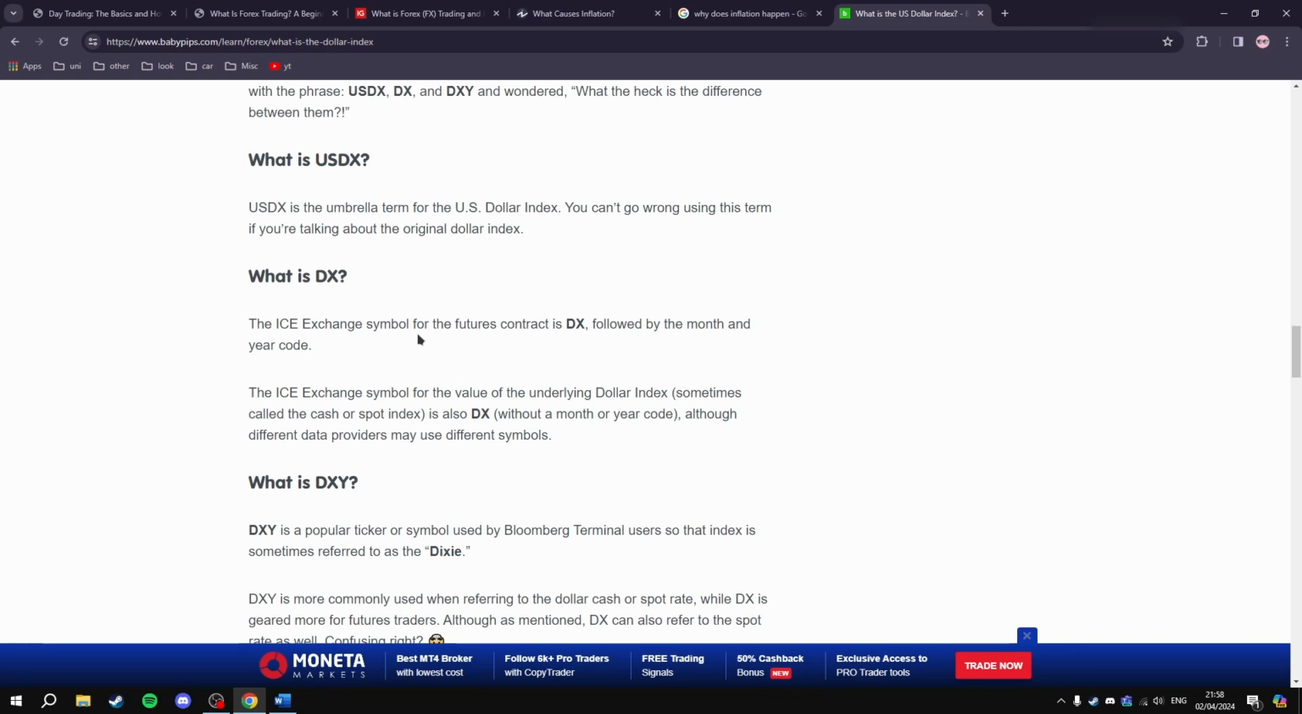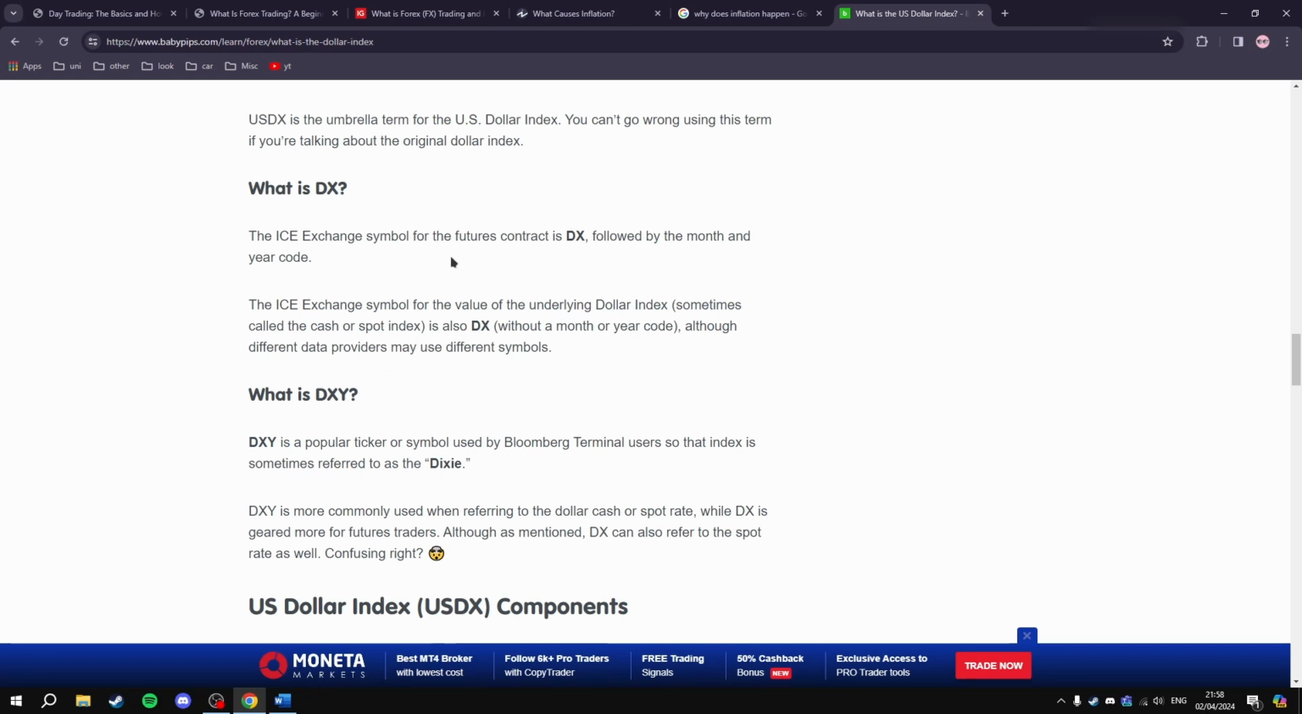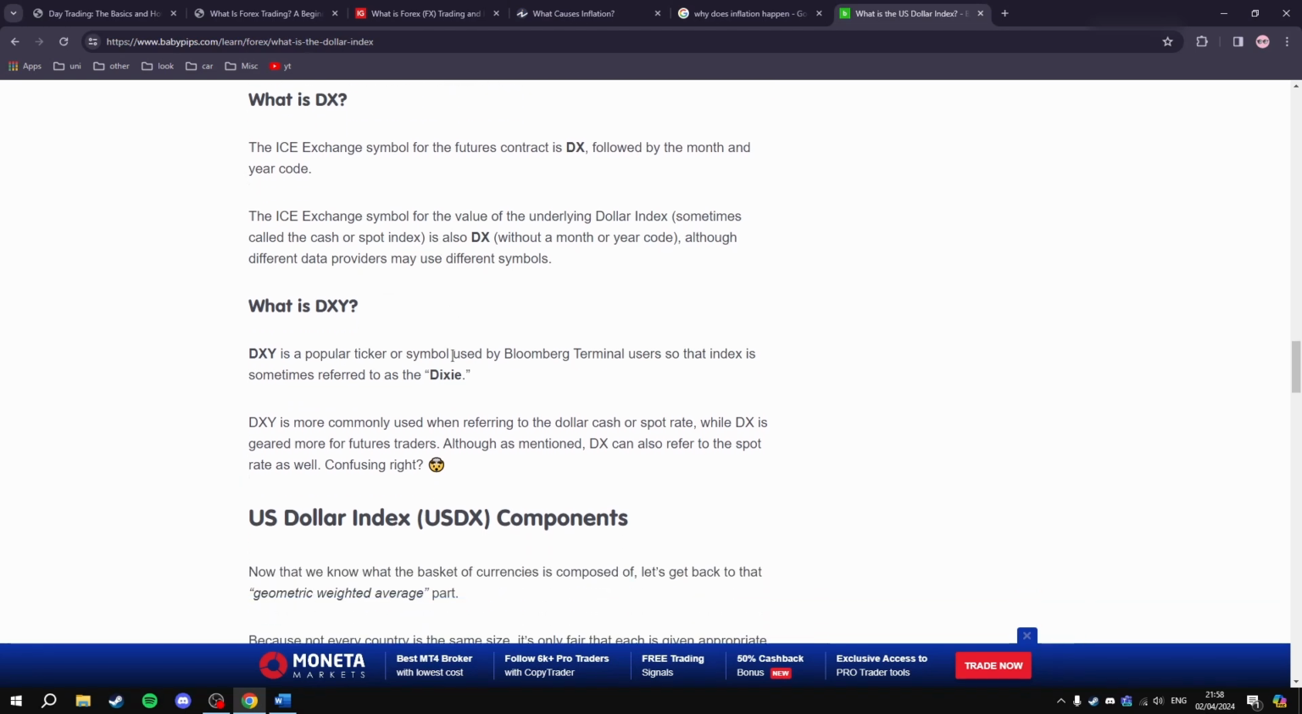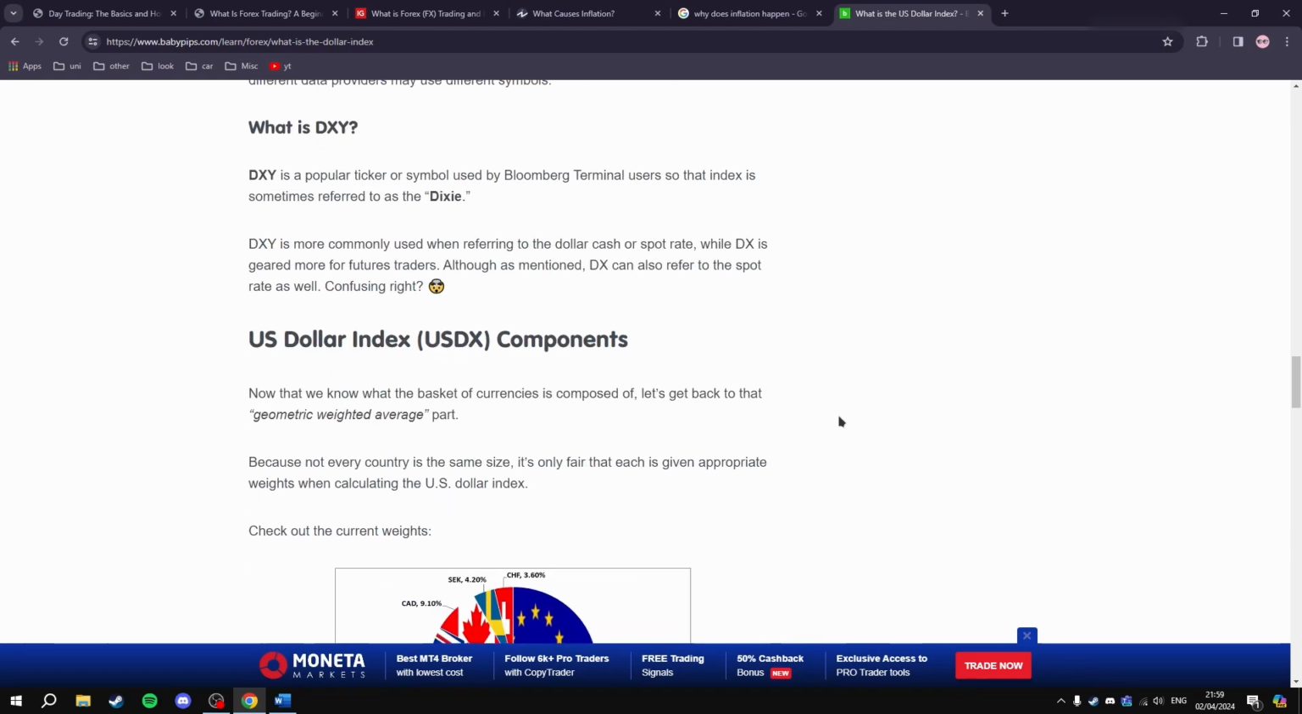What is DXY? DXY is a popular ticker or symbol used by Bloomberg terminal users, so the index is sometimes referred to as the Dixie. DXY is more commonly used when referring to the dollar cash or spot rate, while DX is geared more for futures traders. Although as mentioned, DX can also refer to the spot rate as well. Confusing, right?